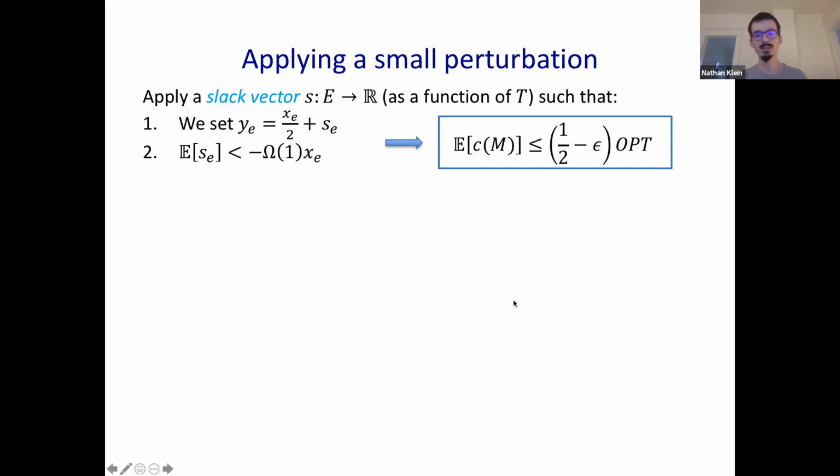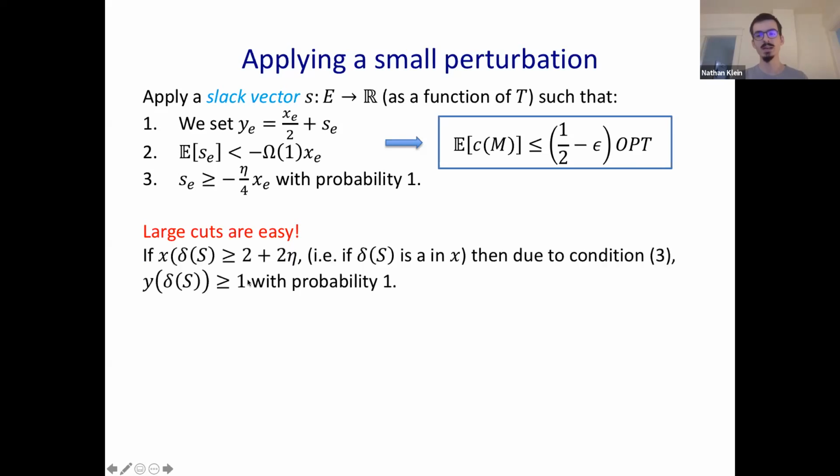And in order to help us maintain feasibility, our third criteria is that our slack vector will be very subtle. We'll move variables by a tiny fraction eta at most, guaranteeing that each slack is at least negative eta over 4 times x_e with probability 1. And it turns out that this third criteria lets us ignore all constraints in the matching LP that correspond to large cuts in x. In fact, the only constraints we're concerned with now, given this feasibility requirement, have x of delta of S less than 2 plus 2 eta.